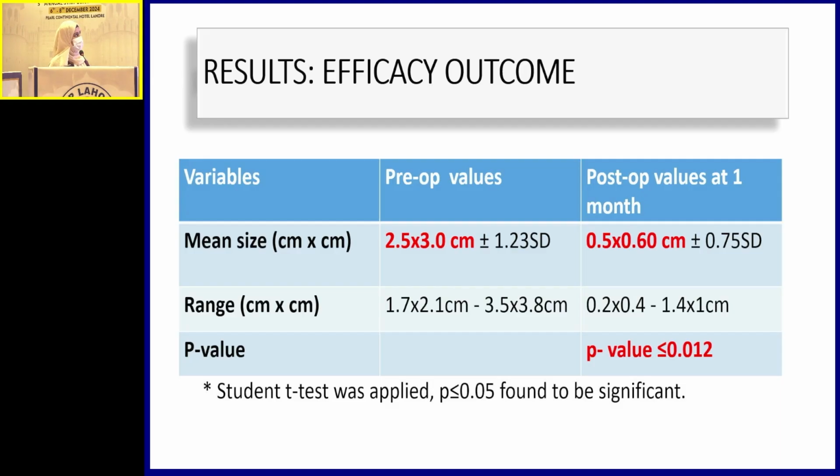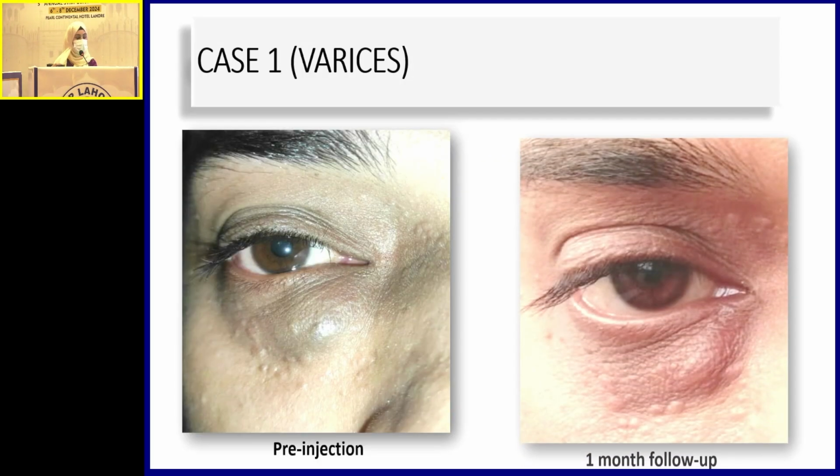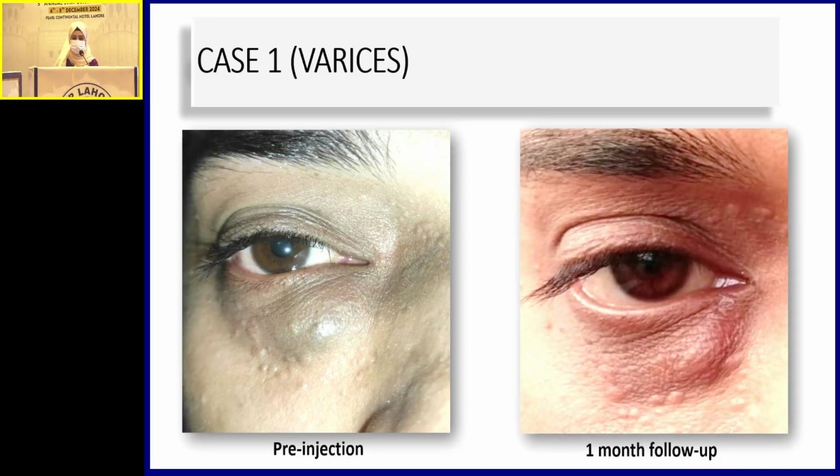Efficacy outcome was assessed in the form of size reduction, and the mean pre-op size was 2.5 into 3 centimeter that reduced to 0.5 into 0.6 centimeter at 1 month interval with a significant p-value of 0.012. This was a first case of orbital varices, and this is the post-op after 1 month.